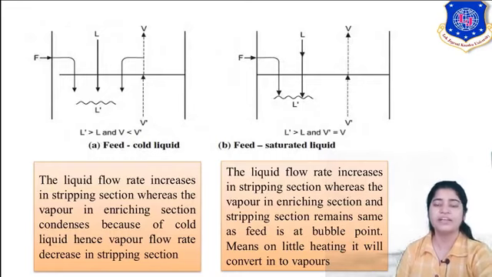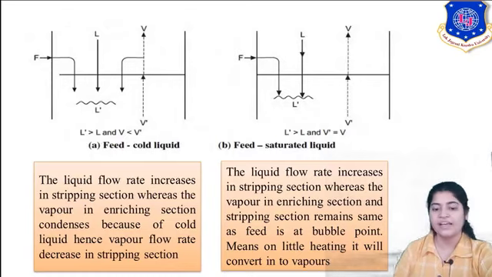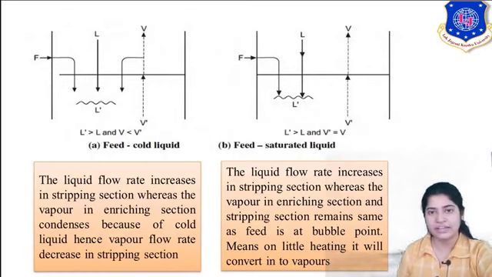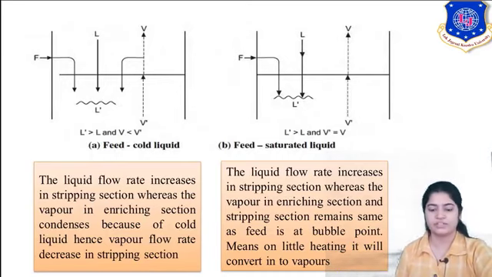Hence L bar, the liquid flow rate in the stripping section, will be more than the liquid flow rate in the enriching section. Here there is no effect of feed on vapor flow rate, because condensation is not happening. Hence the vapor which is coming from the stripping section would enter the enriching section unaltered. Hence V bar equals V. Vapor flow rate is the same in both sections.